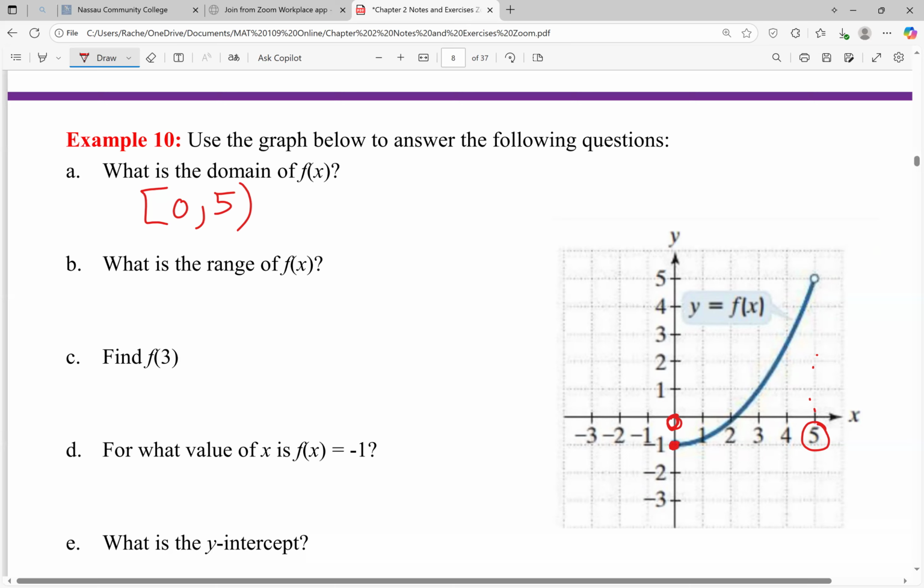Now let's look at the range. Look in the vertical direction. What's the lowest y value that this graph can assume? It's -1. It doesn't go below -1 in the y direction, and it increases up to y equals 5, but 5 is not included, because it's an open circle. So up to, but not including 5. So the range is going to go from -1 to 5, but not including 5.